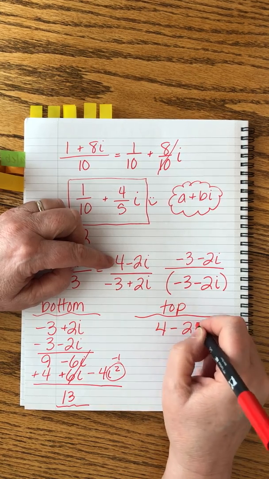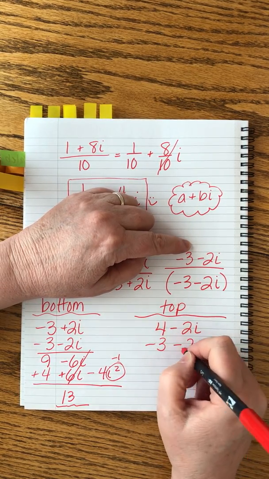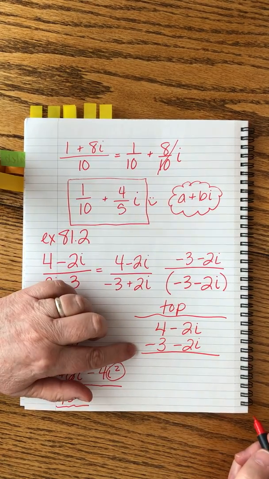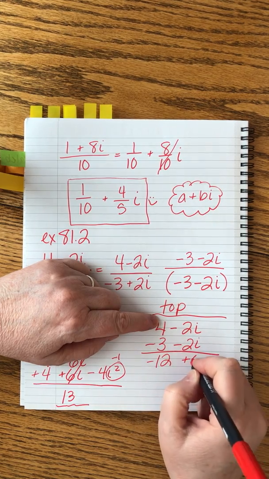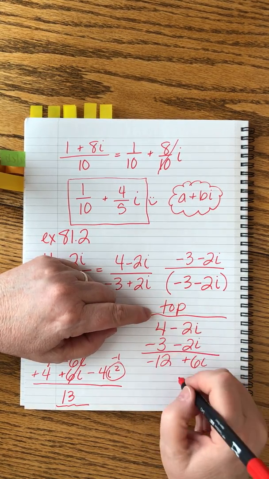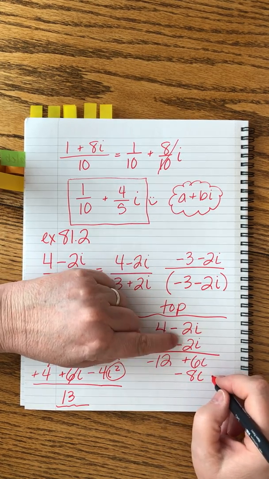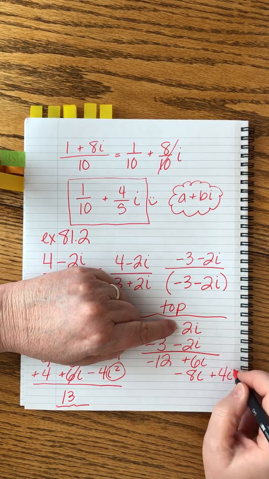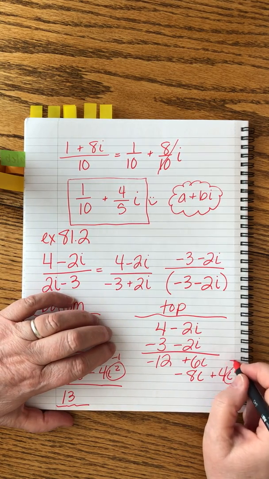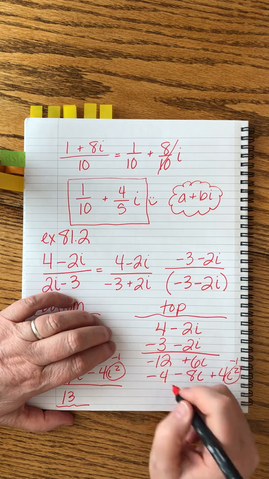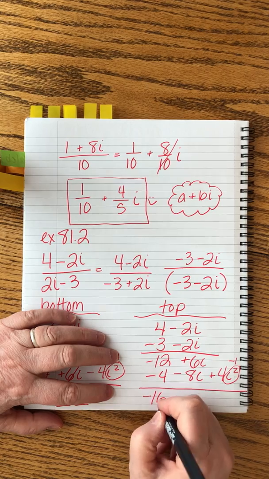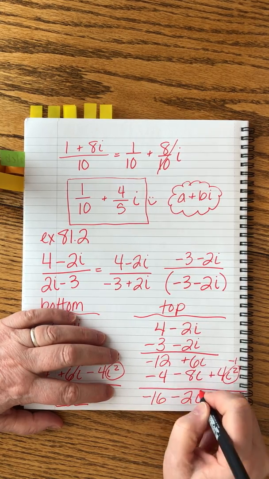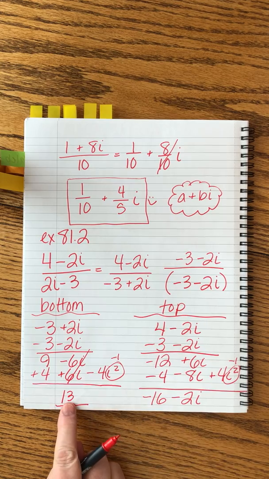4 minus 2i times minus 3 minus 2i. Ready? We're multiplying, so this is minus 12 plus 6i, right? Minus 8i plus 4i squared. This turns into a minus 1, and then we get minus 4 right there. Minus 16 minus 2i. It'll go over this denominator of 13.